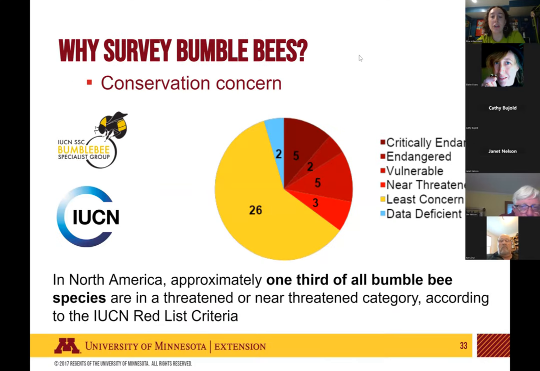All right, so why have we chosen bumblebees? Why are we surveying bumblebees? In North America, about a third of all of our bumblebee species are facing some degree of threat or extinction risk, according to the criteria that's set by the IUCN. So bumblebees are of conservation concern.